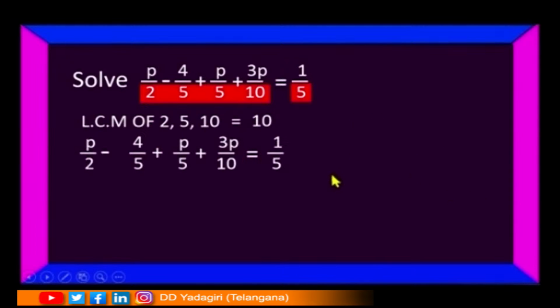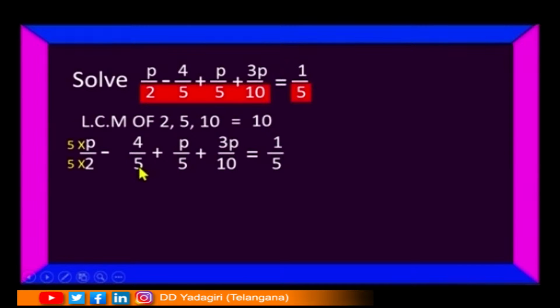That means in the linear equation all the denominators should be changed to 10. How do you change all the denominators to 10? Suppose this is 2. How do you change this 2 into 10? We just multiply with 5. And remember this important point: whatever operation you do to the denominator, the same operation we need to apply to the numerator also. So we are multiplying here with 5, so you multiply with 5 to the numerator also.